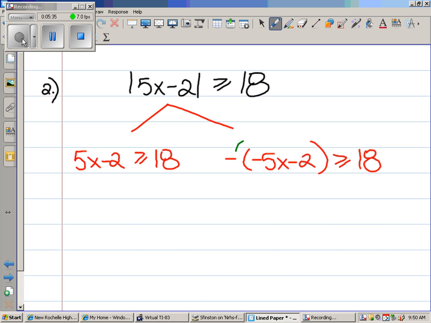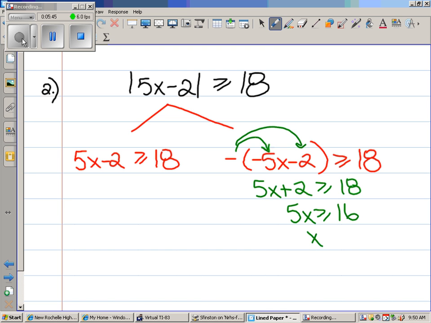Let's distribute it up. We're going to distribute this negative inside, where you get 5x plus 2 is greater than or equal to 18, right? 5x is going to be greater than or equal to 16. X is going to be greater than or equal to 16 fifths.